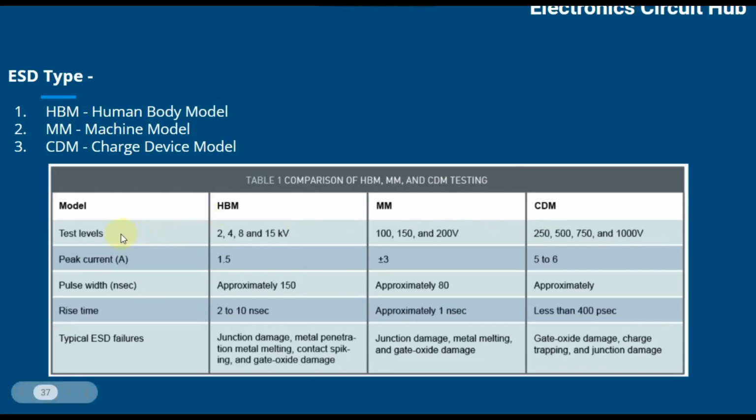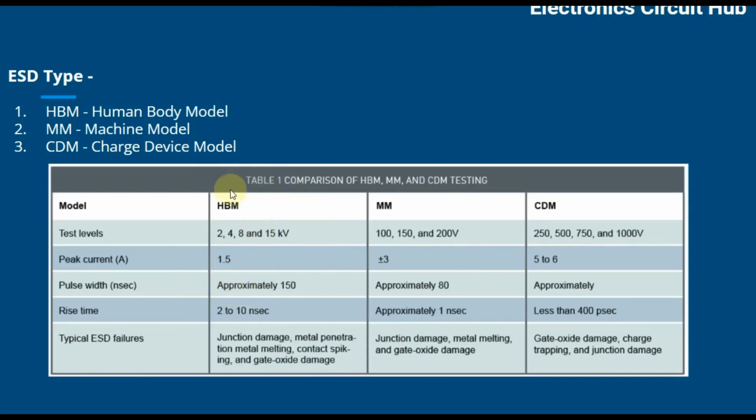Let's say for the test level, in HBM it's up to 8 kV and 15 kV, in MM it's up to 200 volts, and in CDM it's 1000 volts. So you can also see the peak current, the pulse width, the rise time, and the failure mode in the different HBM and CDM.